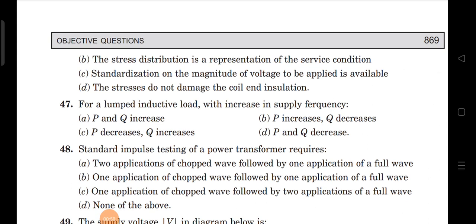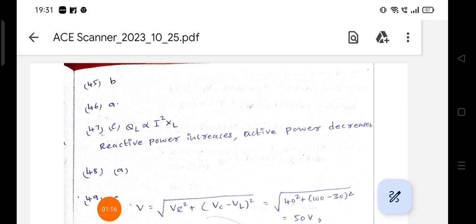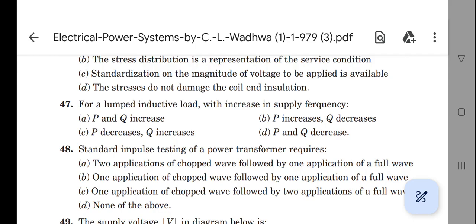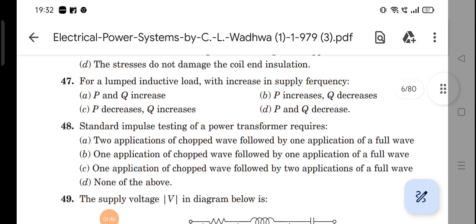Next, 47th one, for a lumped inductive load with increase in supply frequency. In case of inductive load, the reactive power Q_L depends upon I square into XL. That is, reactive power is directly proportional to I square into XL. XL is nothing but 2 pi FL, right? That means when frequency increases, reactive power generation increases. When reactive power generation increases, active power generation reduces. That means the 47th answer is option C, Q increases, P decreases, right? That means the third option is correct.